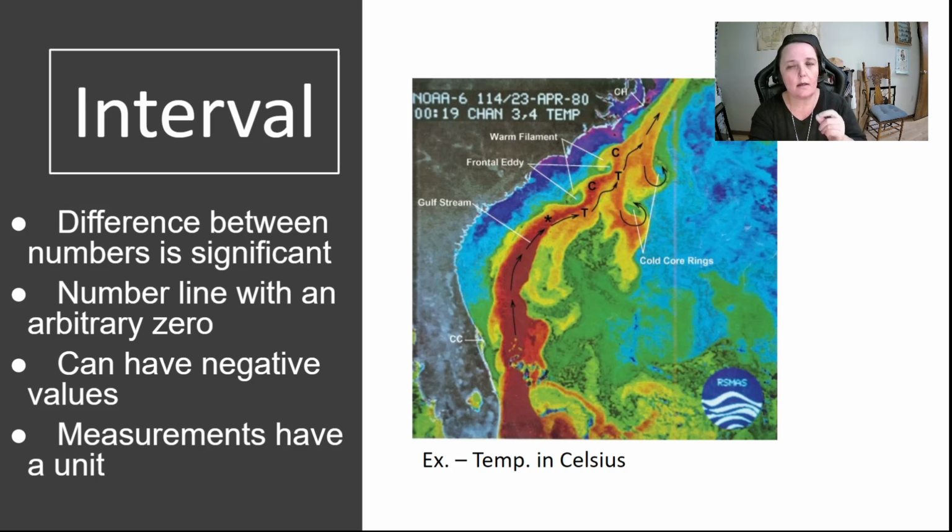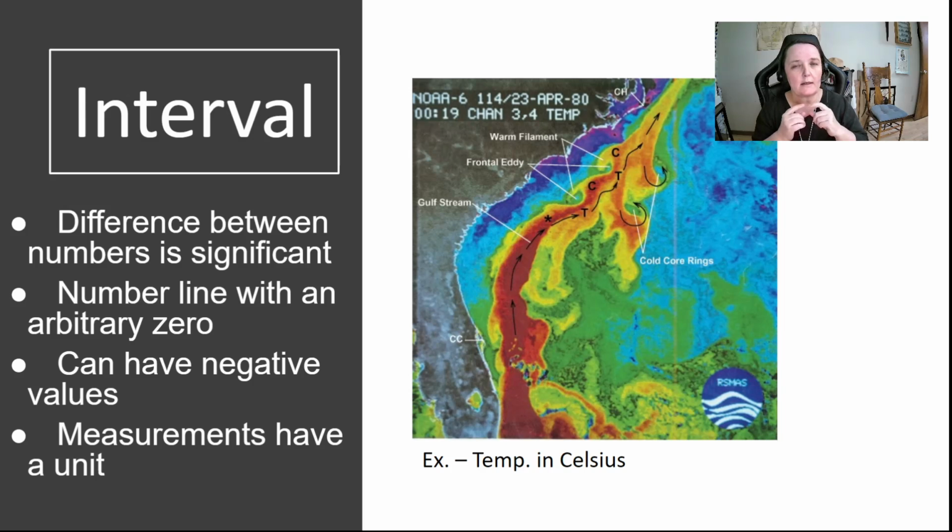Then we have interval data. Interval data is some kind of number, and the difference between the numbers is significant. Okay, so temperature in Celsius is an example of interval data. It's something that you could graph on a number line. It has an arbitrary zero, and it can have negative values. The measurements always have a unit. So with temperature in Celsius, you can have below zero temperatures, like we are having right now while I'm filming this video.